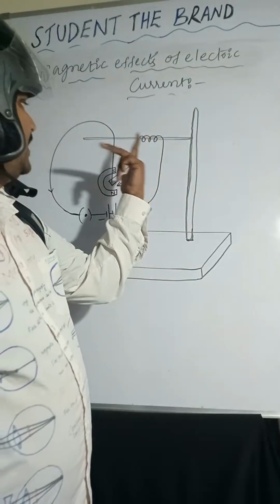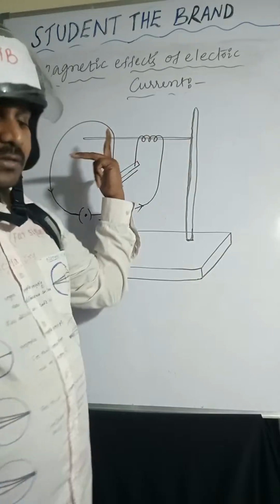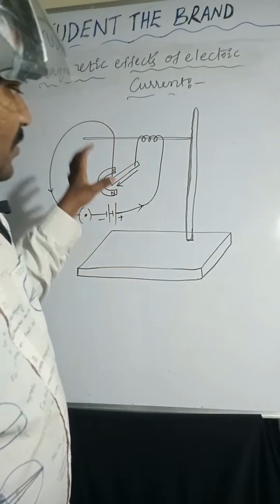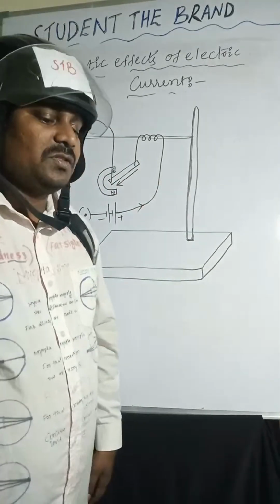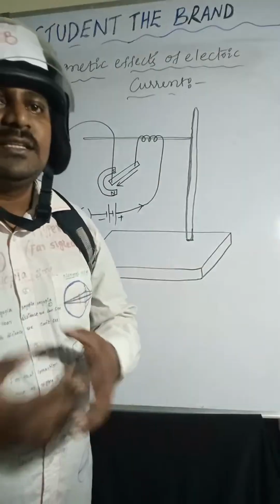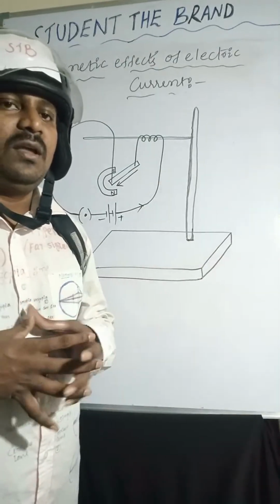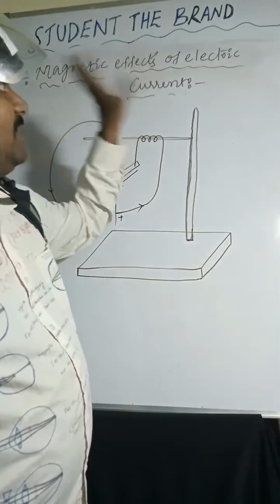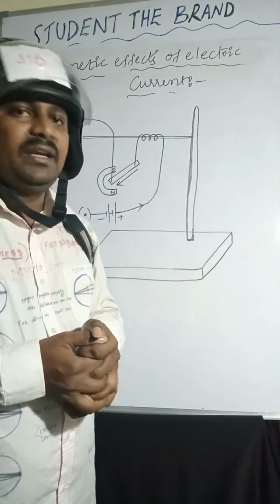So if you place your fingers like this, the conductor will move inside, into the board. So this is about a current carrying conductor placed in the external magnetic field experiencing a force. I hope it is very clear to you all. This is about magnetic effects of electric current, so be very clear with that.